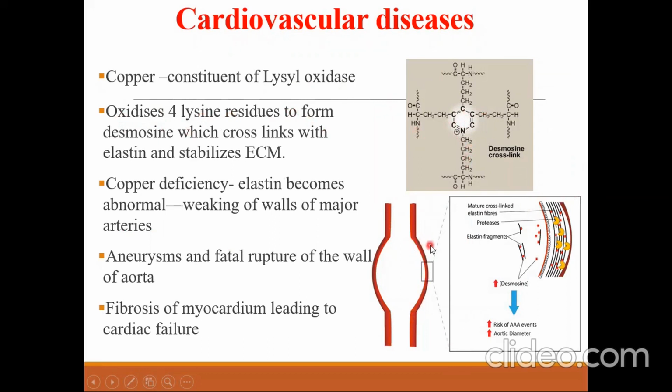In case of copper deficiency, what happens? This elastin becomes abnormal and hence there is weakening of the walls of the major arteries. Because of the weakening, there will be development of aneurysm and there will be fatal rupture of the wall of the aorta. Also, the patient will be having fibrosis of the myocardium leading to cardiac failure.